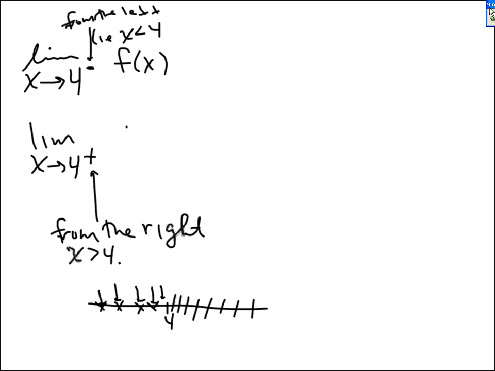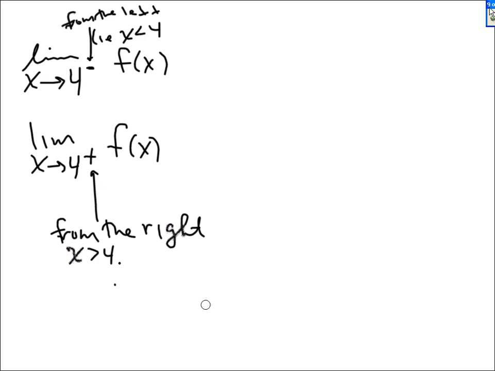You want to find the limit as x goes to 4 plus of f of x. And you also just want to know the limit, no plus minus. You want to find the limit as x goes to 4 of f of x. If there is no symbol there, no plus or minus, then there is a chance this limit will not exist.